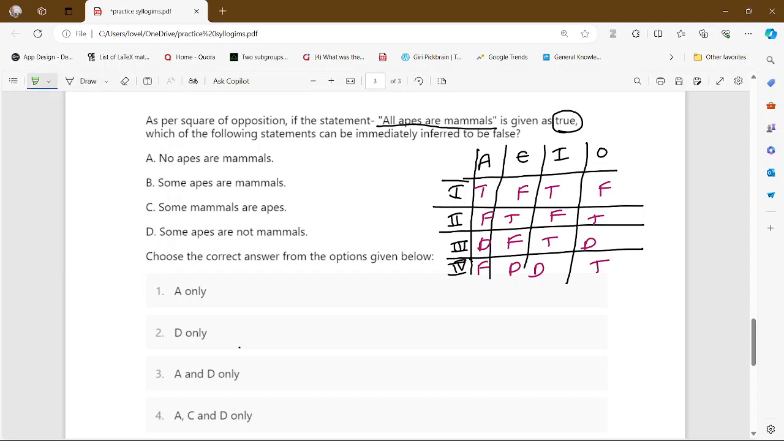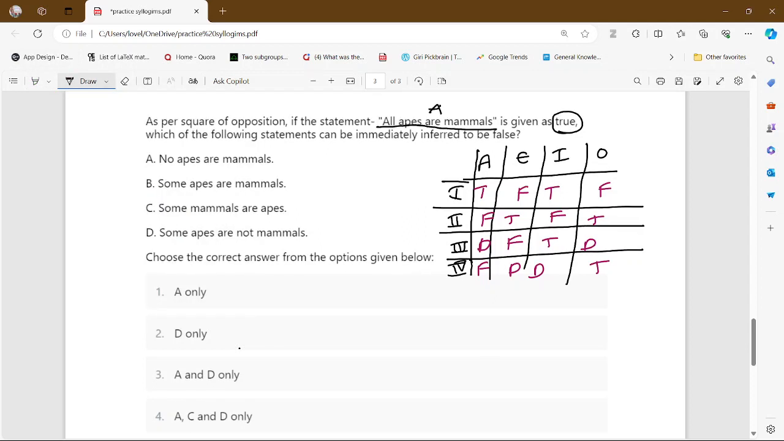Now you see this. All apes are mammals is given true. Which kind of statement is this? This is an A statement, right? Because all positive is an A statement. So the A statement is given true. Let us see in which column the A statement is true. In column number 1, the A statement is true, right? So now we have to check column number 1 only for the rest of the answers.